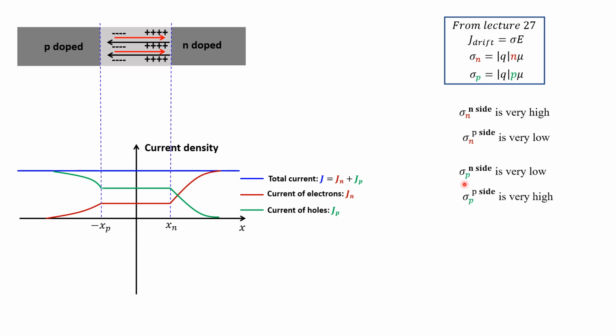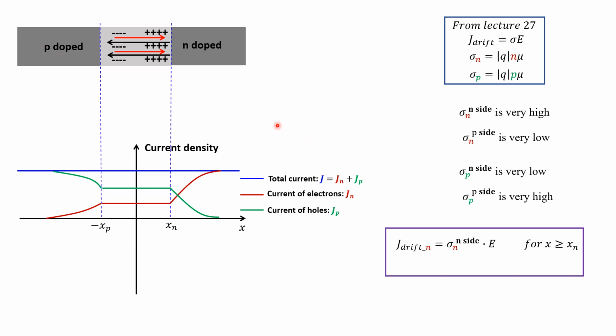Now, of course, we can make a similar analysis for the conductivity of holes, and we're going to reach a similar conclusion, but now it's the other way around. So the conductivity of holes in the n side is low because the concentration of holes in the n side is low, and the conductivity in the p side is high because the concentration of holes in the p side is high.